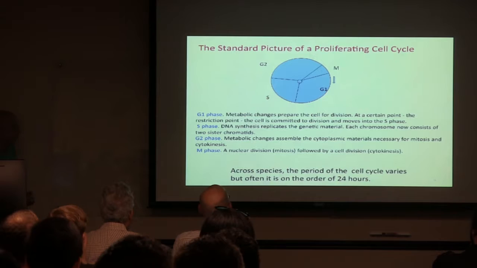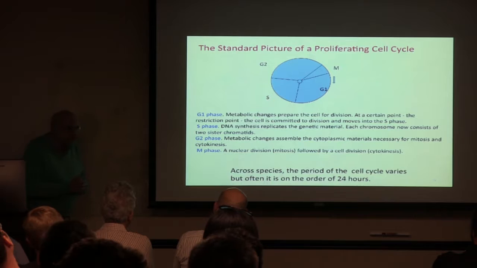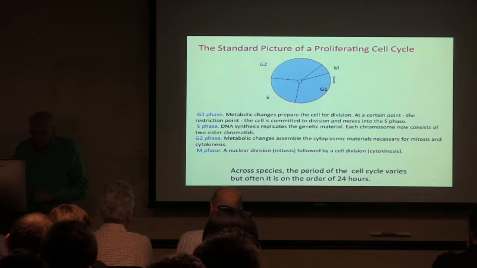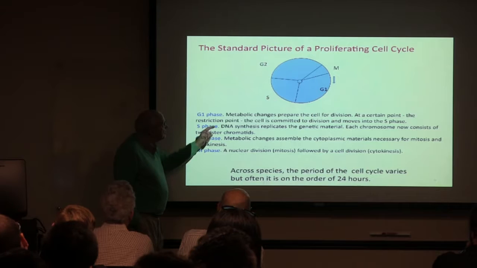Okay, so the standard picture of proliferating cells. As you might or might not know, skin cells continue to divide throughout their life, but muscle cells do not. So muscle cells, once they're there, stay, but skin cells divide. I'm going to talk about division, not the kind of cells that are permanently there, but cells that continue to divide. So when they divide, they go through a cycle.